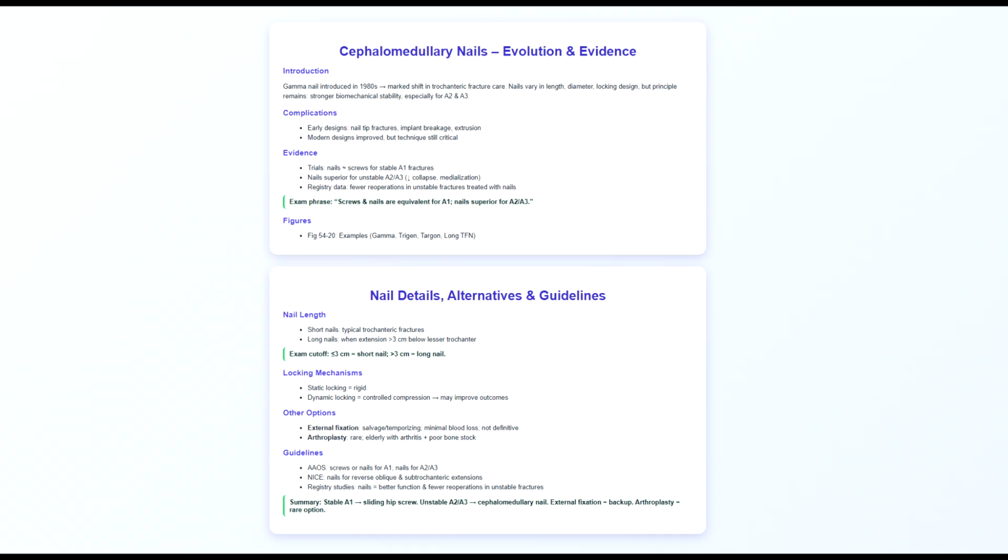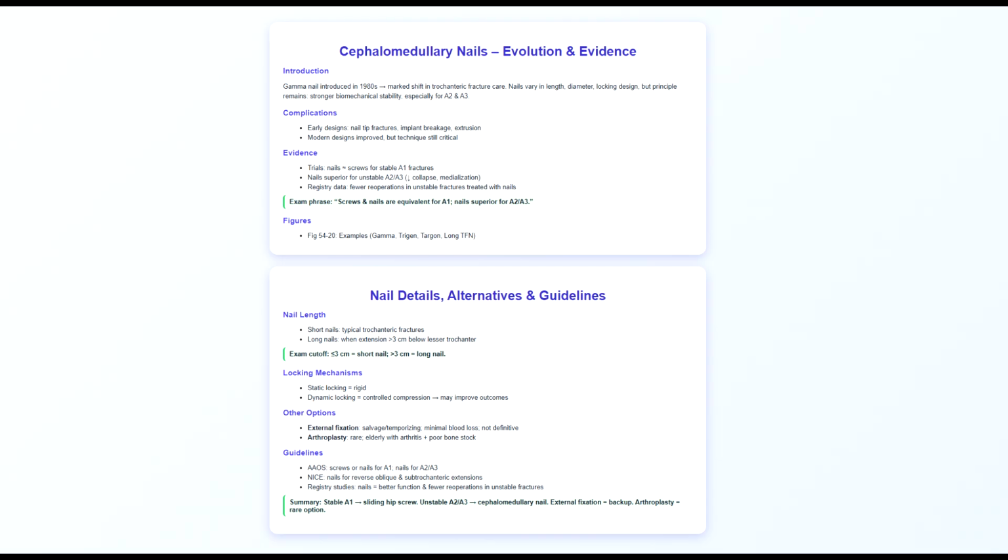Multiple randomized trials have compared sliding hip screws to cephalomedullary nails. The overall evidence suggests that while the complication rate may be slightly higher with nails, functional outcomes are largely equivalent. However, one crucial difference consistently emerges. In unstable fractures, nails perform better, reducing collapse and medialization. Registry data confirm this, showing lower reoperation rates for unstable fractures treated with nails compared to screws.